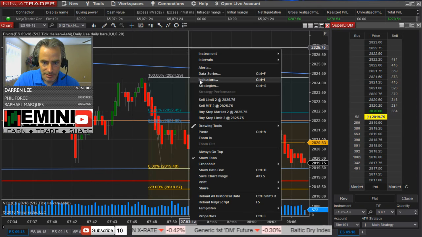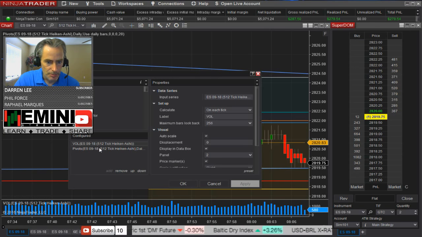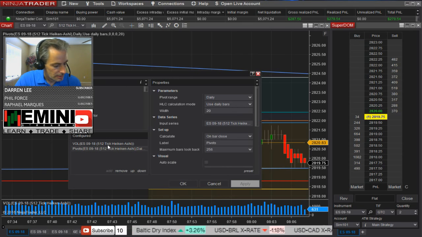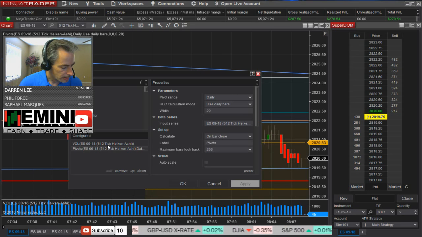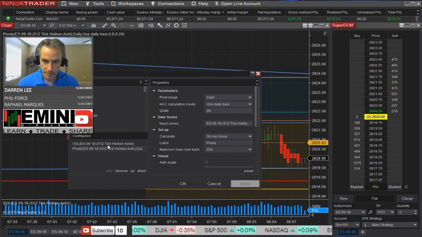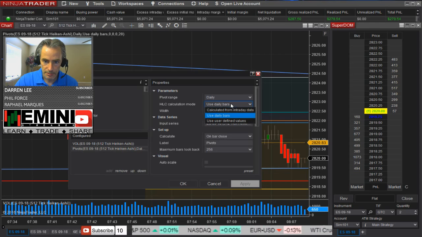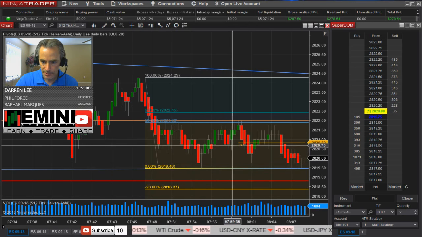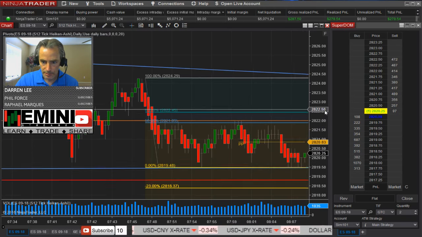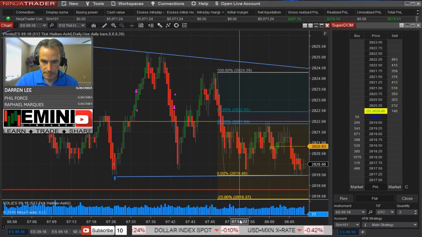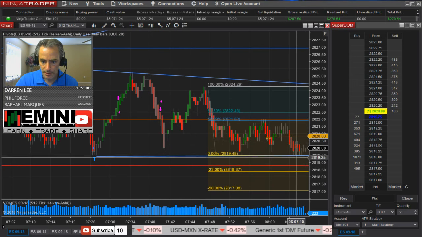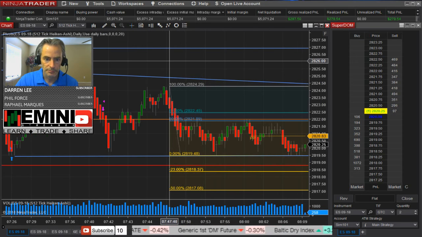And I will go ahead and check my indicator. So pivots. Use daily bars. So I'm good there. And you said your pivot point's at 28.19. Where is mine? I lost my pivot points.